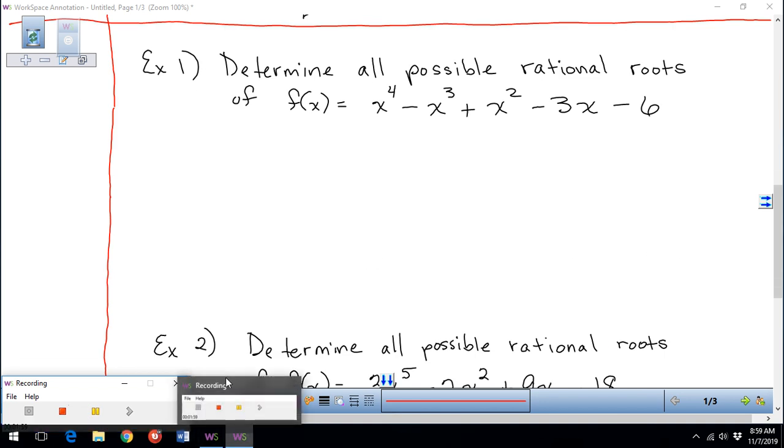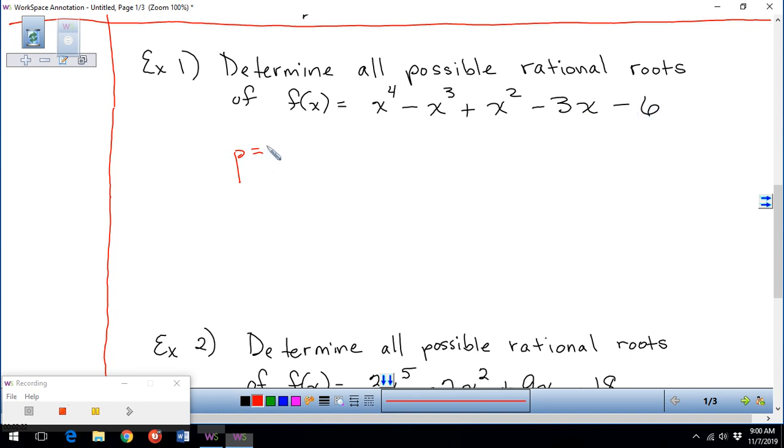Example 1. Determine all the possible rational roots of f of x equals x to the fourth minus x cubed plus x squared minus 3x minus 6. Notice that this is in descending order, so we are ready to determine all of our possible rational roots. The first thing we're going to do is figure out what p is. P is going to be all the possible factors of negative 6.